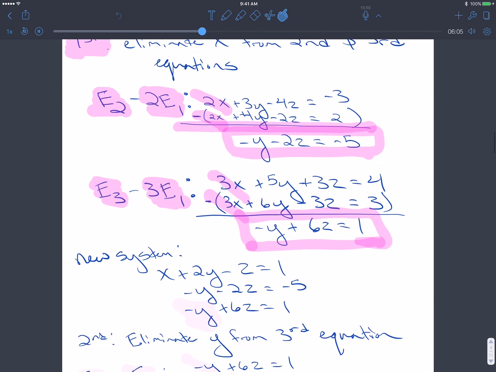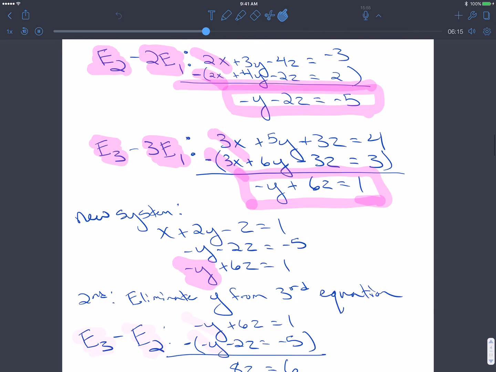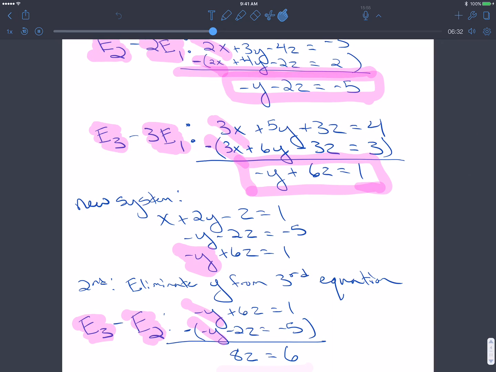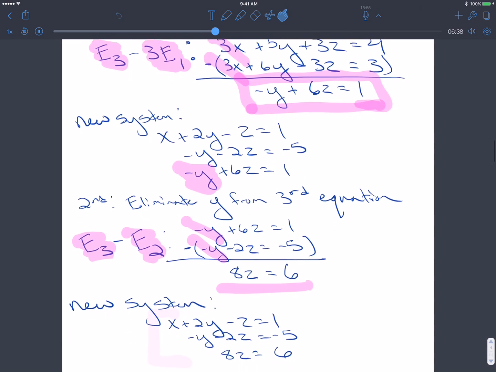Now, to get it into triangular form, I still have to eliminate this y. So what I will do is change equation 3 by subtracting equation 2 from equation 3. So I have negative y plus 6z equals 1, subtract the negative y minus 2z equals negative 5. So negative y plus y is 0, 6 plus 2z is 8z, and 1 plus 5 is 6. So now my new system is in triangular form.